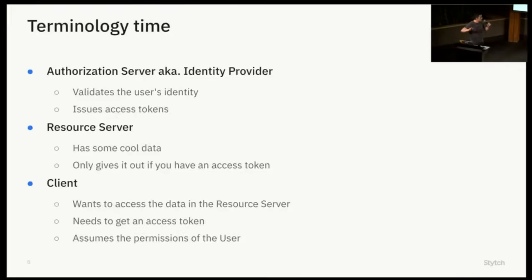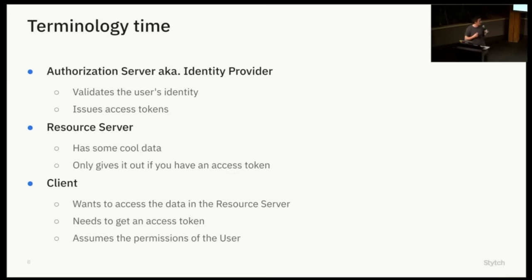So there's three main pieces of terminology we need to think about when we're looking at an OAuth flow. We've got this thing called an authorization server or an identity provider. And its job is to validate that the user is who they say they are, let them log in, and then issue access tokens, which we'll get into later. And then we have a resource server. A resource server's job is to serve data. It has some cool data. You want to get that data elsewhere. But the resource server is only going to give up that data if there's an access token.